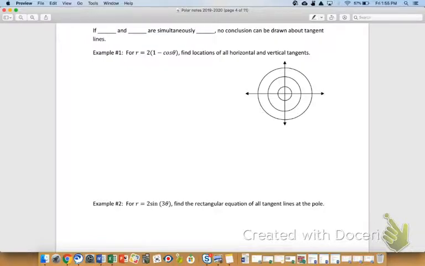So I think the first thing I want you to do, just so you can get a sense of what this is, grab your calculators and graph this, okay? And just get a little sketch of that graph on there.